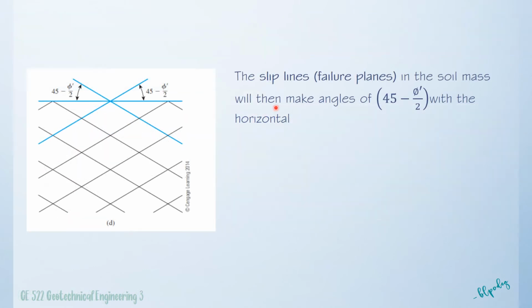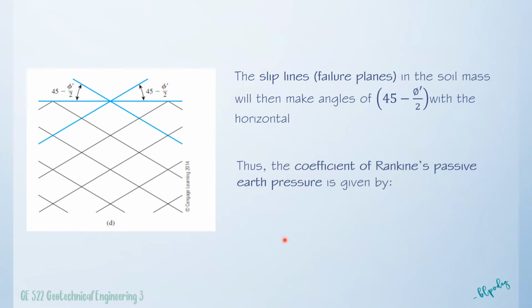Just like in the active earth pressure, the slip lines or the failure planes in the soil mass will then make an angle of 45 minus the angle of friction divided by 2 with the horizontal. So the coefficient of Rankine's passive earth pressure is given by Kp, where P stands for passive, is equal to tangent squared multiplied by 45 plus the angle of phi divided by 2.